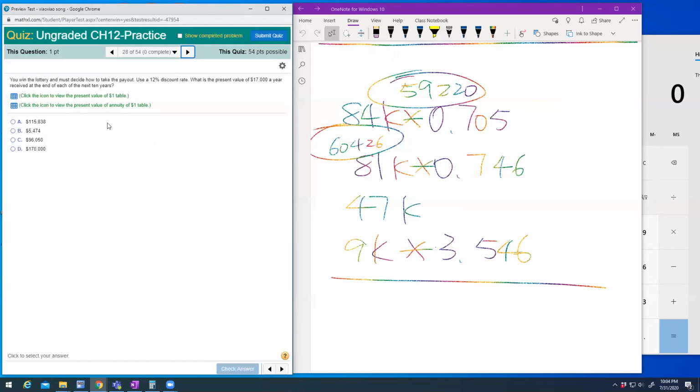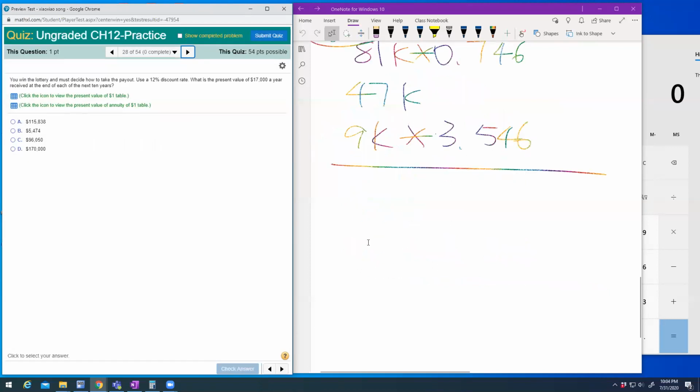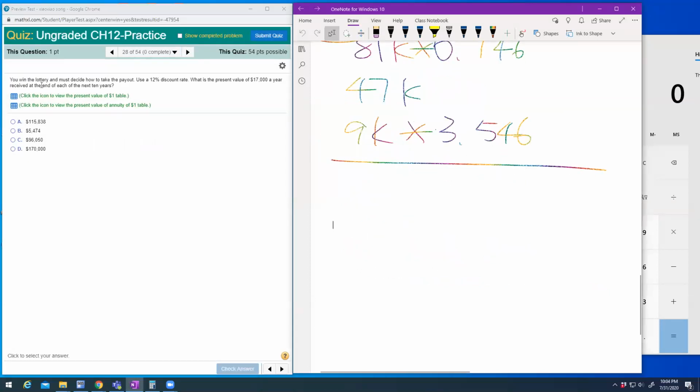Okay, so next one, question 28. Let's keep studying. Say you win the lottery. You always win the lottery. Decide how you will take it. Use a 12% discount rate. What is the present value of $17,000 a year received at the end of each year for the next 10 years?